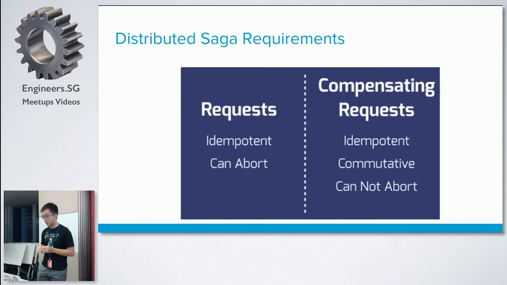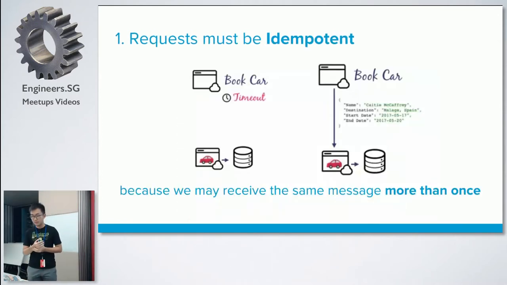For the distributed saga to work, both requests and compensating requests need a few attributes. I'm just going to quickly go through some of these so that we are on the same page. Requests and compensating requests must be idempotent. Idempotent means that if you apply it once, or twice, or however many times, the result will be the same.